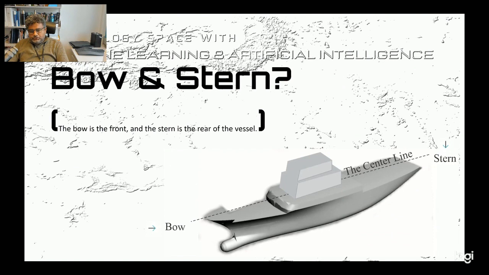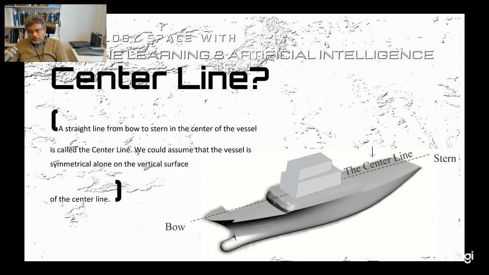So let's introduce the two terms of bow and stern. Bow is the front of the vessel and the stern is the rear of the vessel. The next term is the center line. When you draw a straight line from bow to stern, through the center of the vessel, that line is called the center line. We can assume that if we draw a vertical surface along the center line, it could divide this vessel into two sectors, and these two sectors are symmetrical to each other.